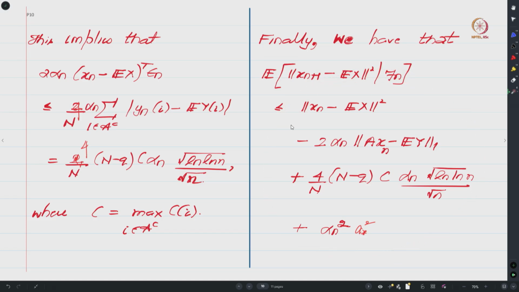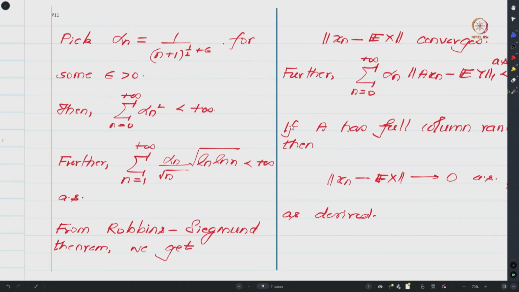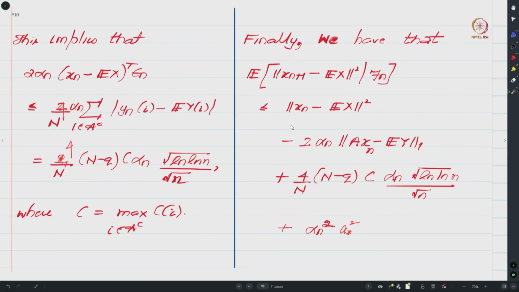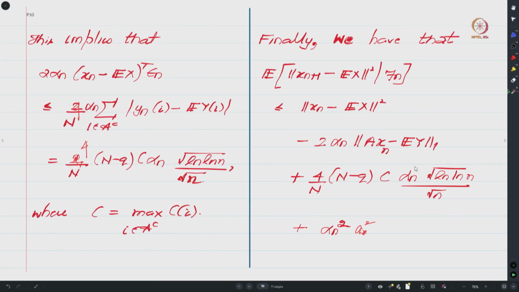Now one can see that this expression that we have is indeed of the form that is desired to invoke the Robbins Siegmund theorem, and in the Robbins Siegmund theorem we require that this quantity also be finite. So I will treat this whole quantity as the term that we require to be finite. So we now require that the summation n equals 1 to infinity of alpha n square root log n by root n be finite. Is this okay?